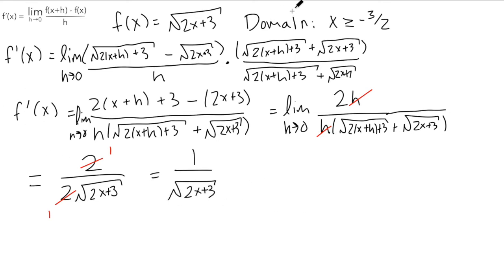Now I'm going to ask the same question. What is the domain of this new function that is the derivative? Well, the domain is x strictly greater than negative 3/2, because if this turns out to be 0, you have division by 0, which is not permitted in mathematics. So you have to restrict the domain to be strictly greater than instead of greater than or equal to, as you are here.